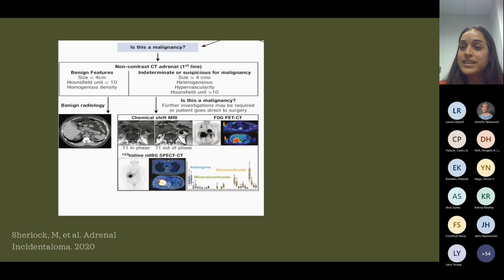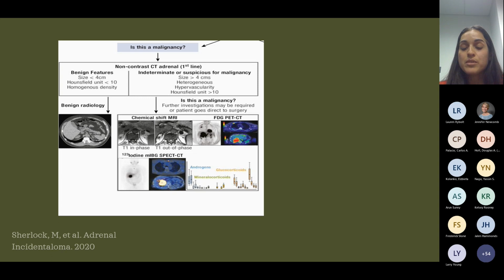If we are suspecting malignancy, further investigation may be required. Let's just review again the characteristics on the CT scan. Size for malignancy, typically more than 4 centimeters, heterogeneous. There can be high vascularity, Hounsfield units more than 10. But then sometimes we may need further investigation. We can use an MRI with chemical shift. That is a very sensitive, non-invasive method to differentiate adrenal adenomas from metastasis, and it is often used when the CT findings are classified as indeterminate.